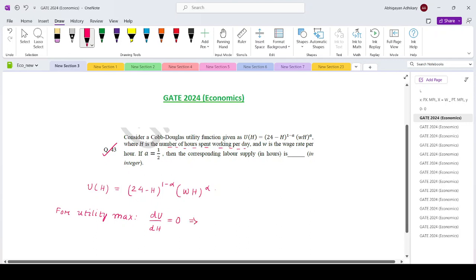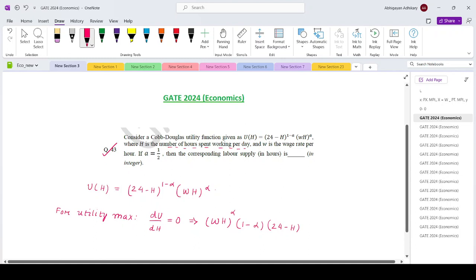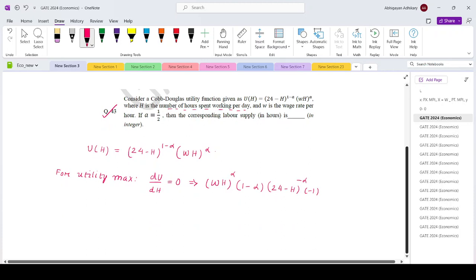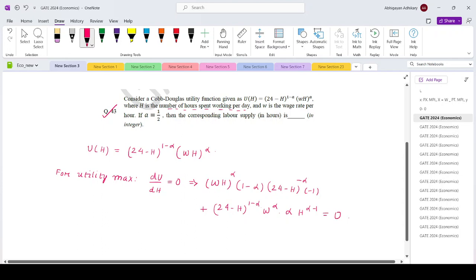So this would be (wh) to the power alpha, 1 minus alpha, (24 minus h) to the power minus alpha into minus 1, plus (24 minus h) to the power 1 minus alpha, w to the power alpha, alpha h to the power alpha minus 1, is equal to 0.